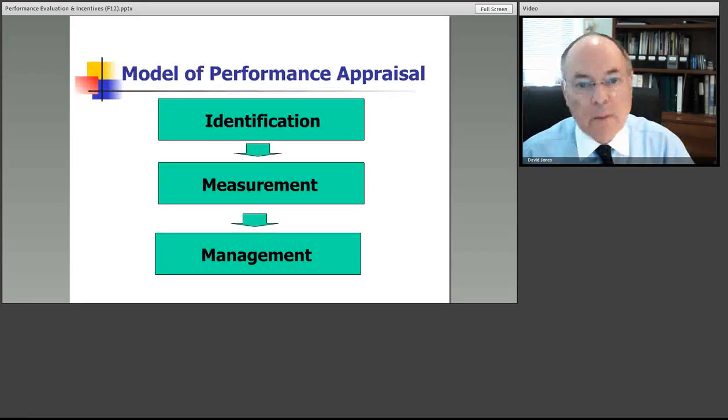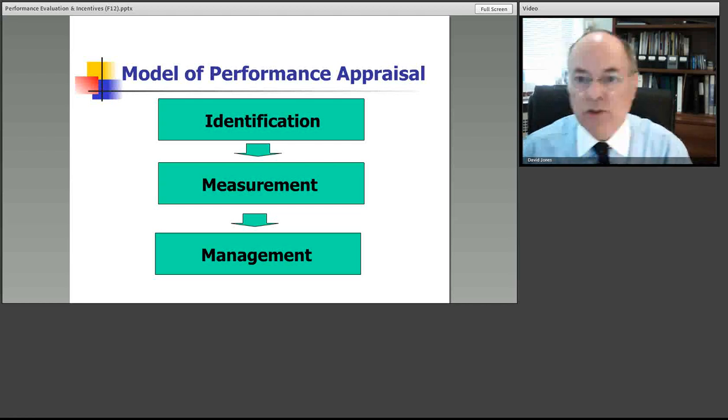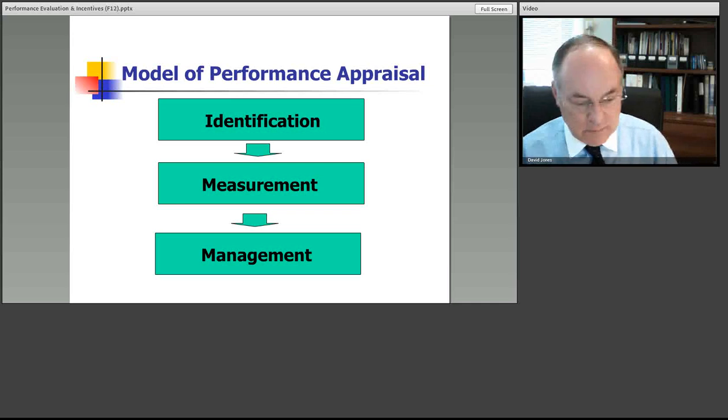Now, a performance model for performance appraisal would be to first identify what it is we want to appraise. What are the measures of the employee work, responsibilities, whatever it may be. Then we have to determine how we're going to measure them. What are the quantitative aspects? What are the qualitative aspects? And we'll talk a little bit more about those as we go through it. And then finally, we have to manage what those results are and look at what we actually accomplished.